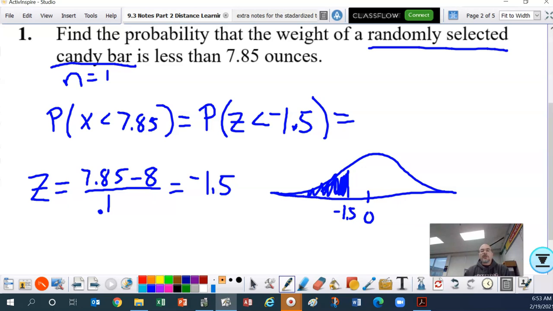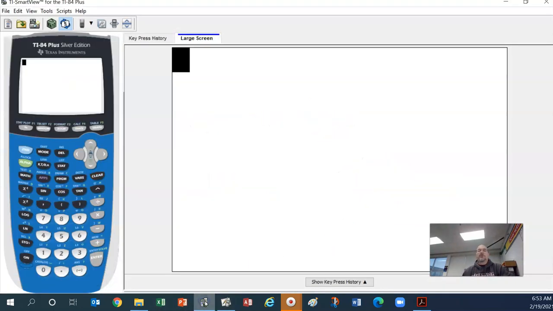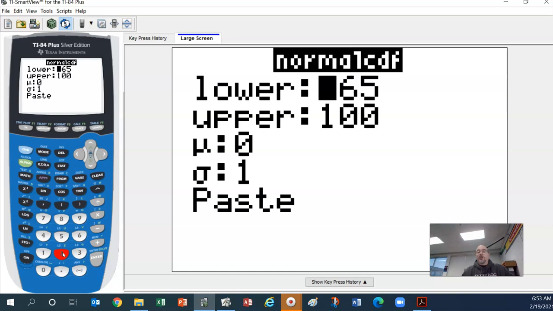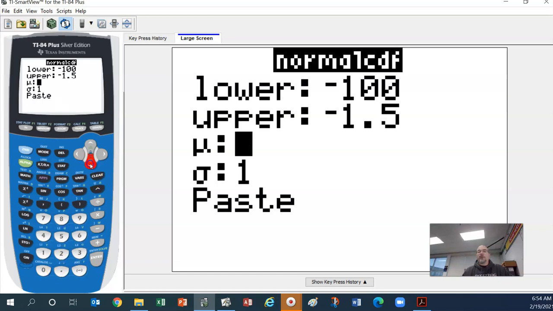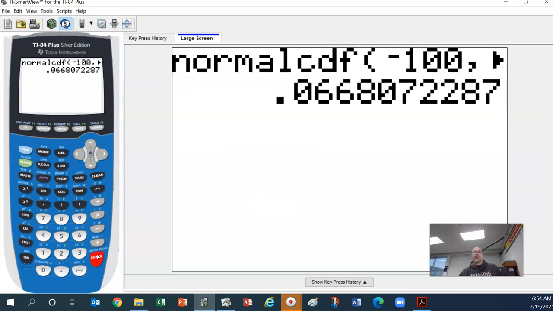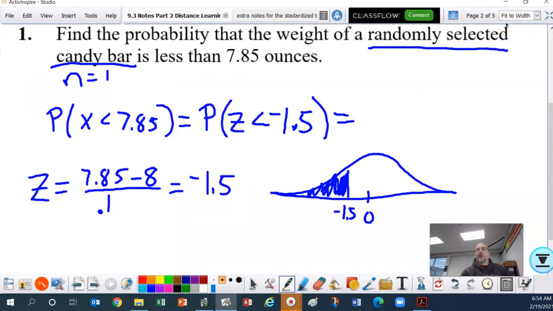All right, so again, I'll pull up my calculator and go through this again. One more time, we're going to go second bars. We're going to pick number 2. Our lower bound, since it's shaded to the left, is going to be negative 100. Our upper bound is going to be negative 1.5. Okay, we're going to go down and paste that in. And looks like we get 0.0668.